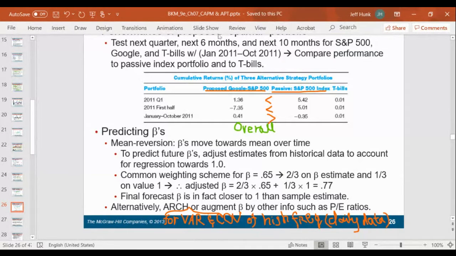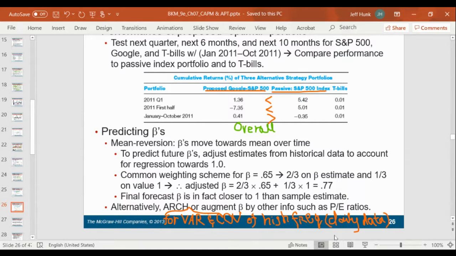If you major in economics, you have to do econometrics. So to find a more accurate variance and covariance of high frequency data, usually daily, using that data, we run the ARCH model or augment beta by other information such as P/E ratios. Okay, that's how we make a better prediction of the future beta.